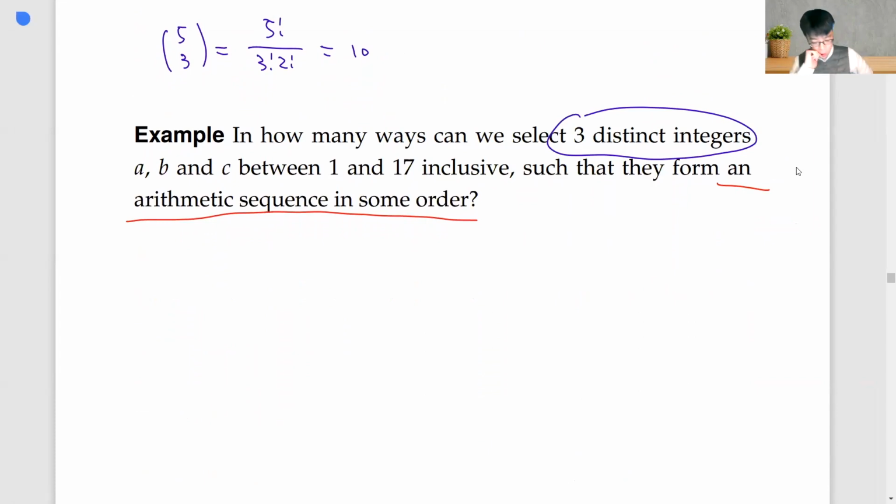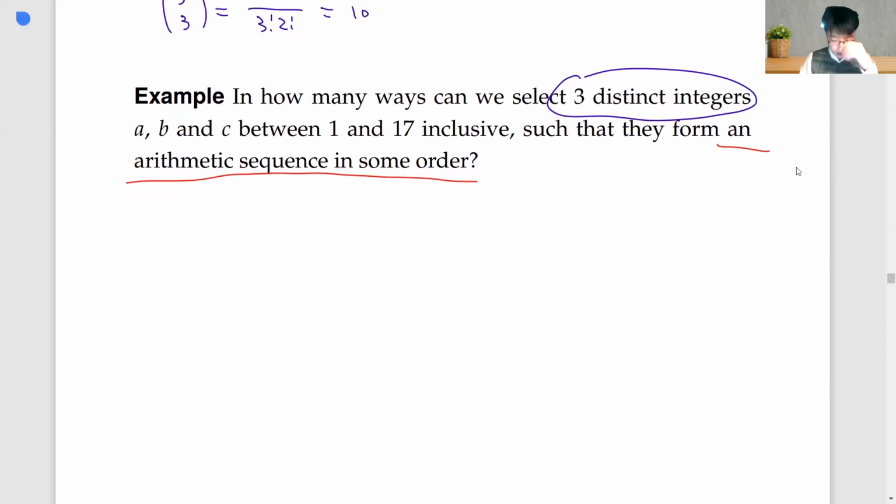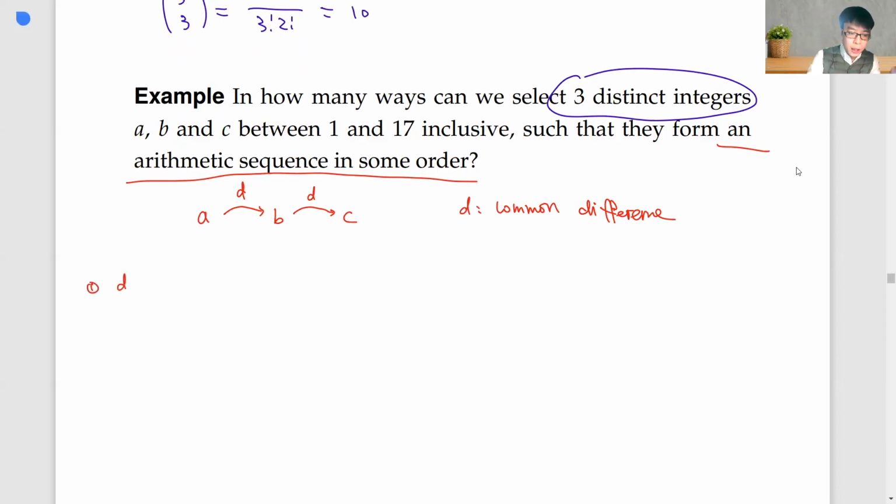Okay, let me first show you a way that many people will do. Somebody will do case work. For example, we have A, B and C. When we see an arithmetic sequence, from A to B there's a common difference. Let me arrange in increasing order. From A to B this difference is D, and from B to C this difference is D. D is the common difference. For different arithmetic sequences, we can discuss different common differences. Because they are distinct numbers, D should be at least 1.